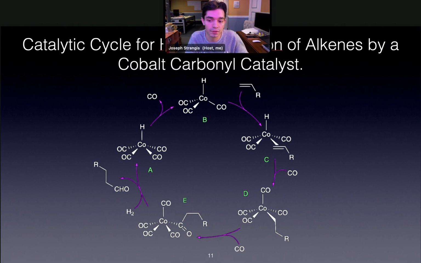In A, there's the formation of the tetracarbonyl hydride cobalt intermediate. B shows the formation of the coordinatively unsaturated complex. Then moving forward is the coordination of the alkene and formation of the alkyl complex. Then migratory insertion and formation of the acyl complex. And then last but not least, we get our aldehyde group, which represents our final product.